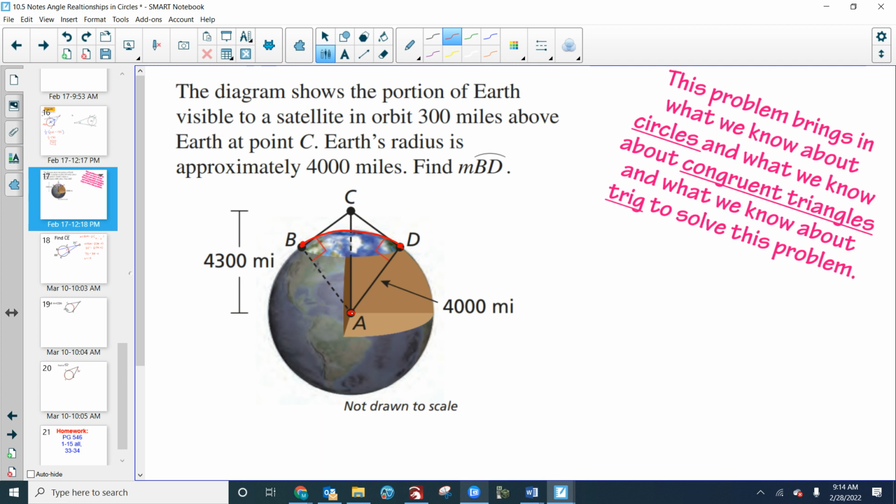Is it a satellite? Probably one of Elon Musk's satellites. Starlink. Giving internet to the Ukrainians. All right. Check into that. It's actually kind of cool.